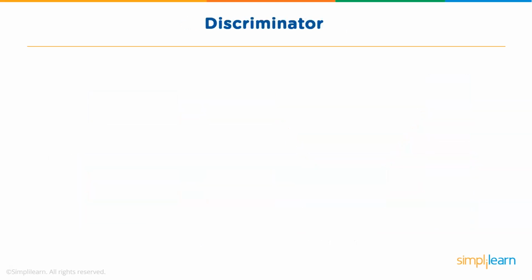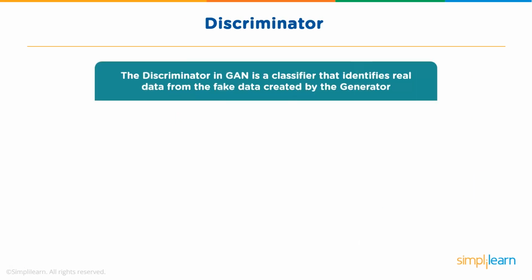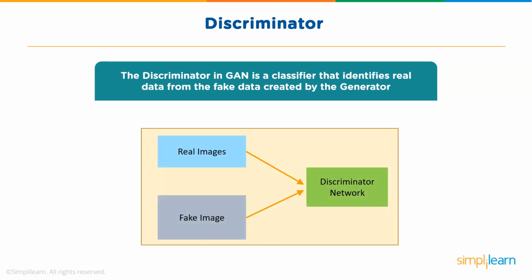Now, let us understand in brief what a discriminator is. A discriminator is a neural network model that identifies real data from the fake data generated by the generator. The discriminator's training data comes from two sources. The real data instances, such as real pictures of birds, humans, currency notes, etc., are used by the discriminator as positive samples during the training. The fake data instances created by the generator are used as negative examples during the training process.